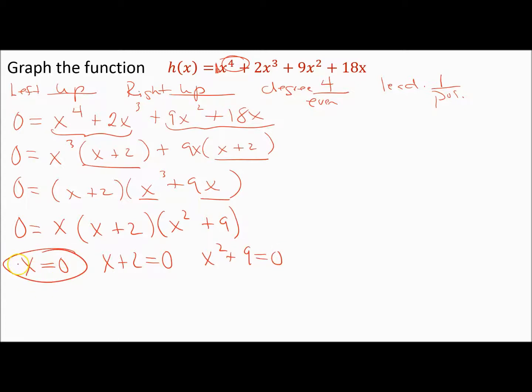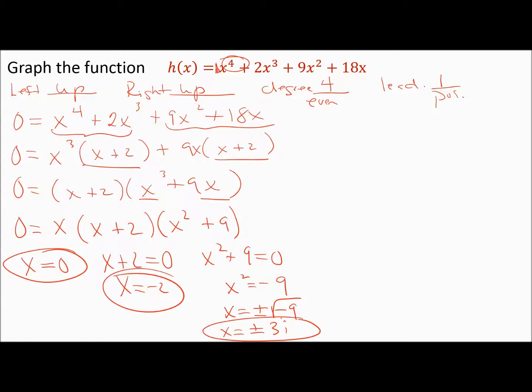So there is one of my zeros. x equals negative 2 is a second zero. Now here I'm going to subtract the 9 over, take the square root of both sides, and that's going to give me plus or minus the square root of negative 9, which is plus or minus 3i. Now these are zeros, but they are not x-intercepts. So next I'm answering the question, what are my x-intercepts? My x-intercepts are (0, 0) from here, and (negative 2, 0) from here. These guys are not x-intercepts. They are zeros. But as far as the graph goes, this means nothing on the graph.